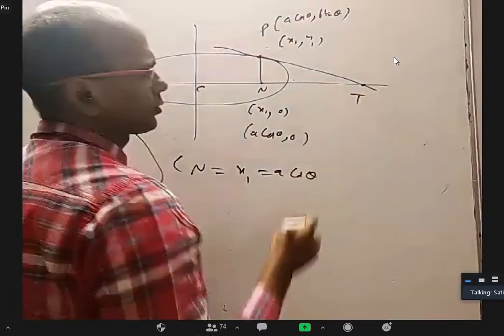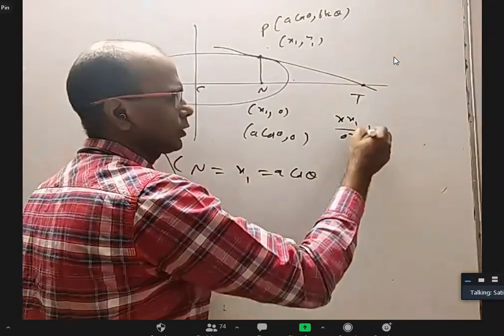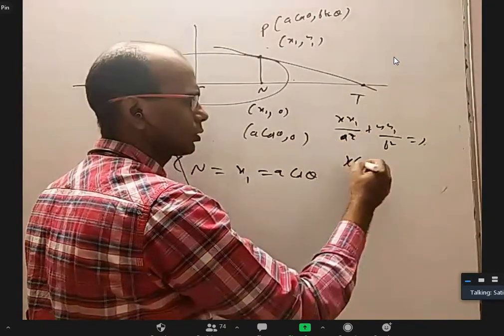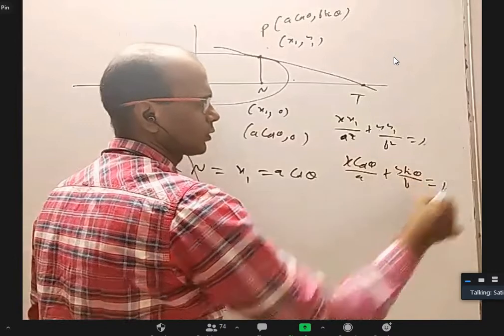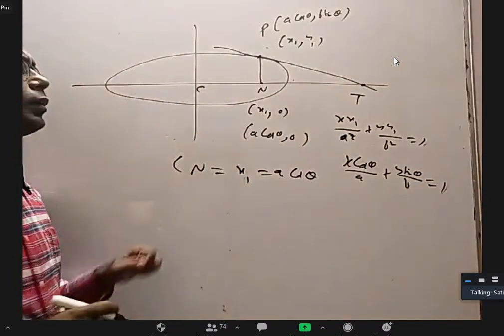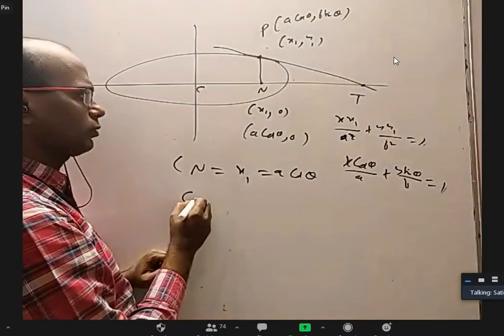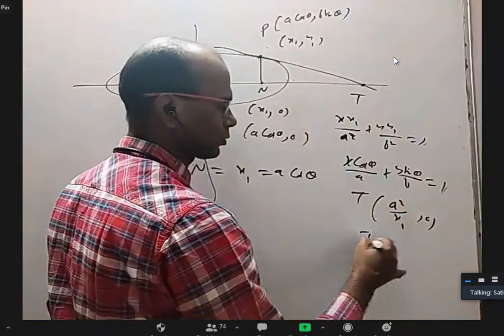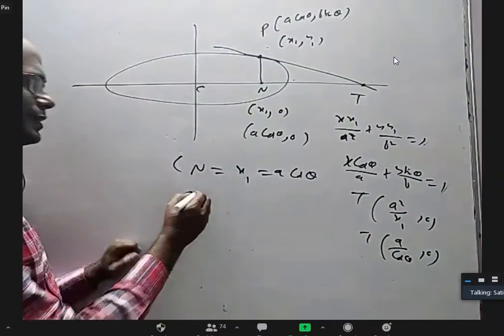What about this? Equation of tangent, we have two formulas: x1 by a square plus y1 by b square equal to 1, or x cos theta by a plus y sin theta by b equal to 1. Take this or this, put y as 0. When you put y as 0, what will happen to point T? You will get a square by x1 comma 0, or a by cos theta comma 0. So that is the CT length.